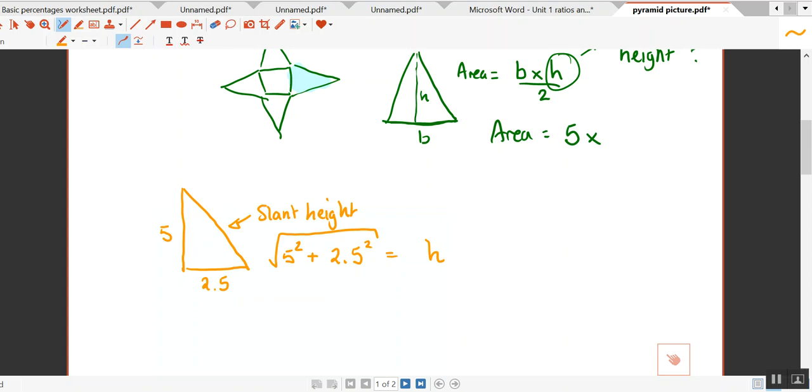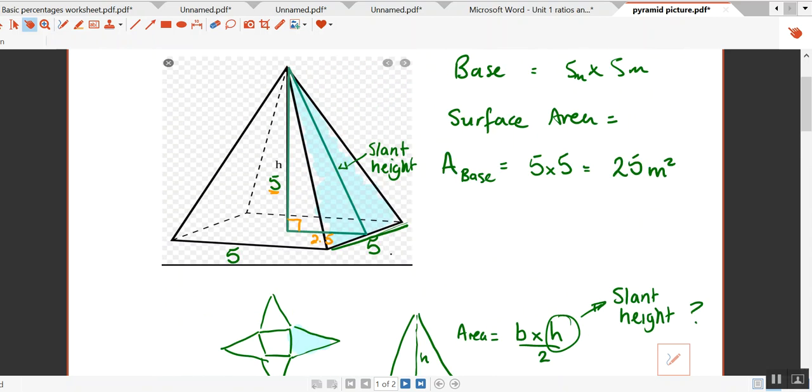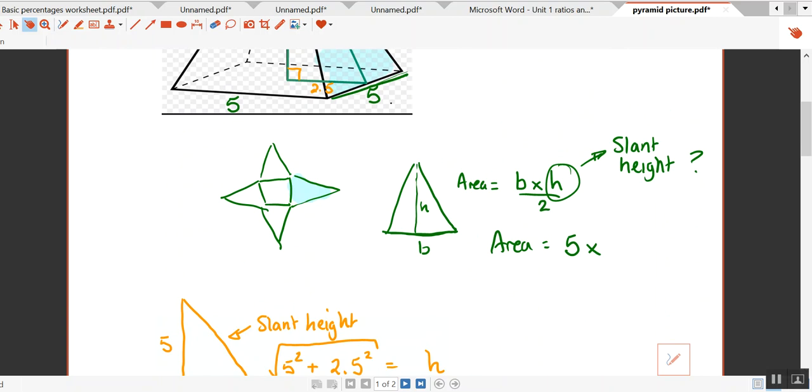Slant height is 5 point, was it 5 point? So the slant height, which shouldn't be h. What did you say? 5.59. Okay. Now, just to check, if we put that in there, that line should definitely be longer because it reaches the same point, but it's slanted over. So we've got that as 5.59, which is then the height of this triangle.